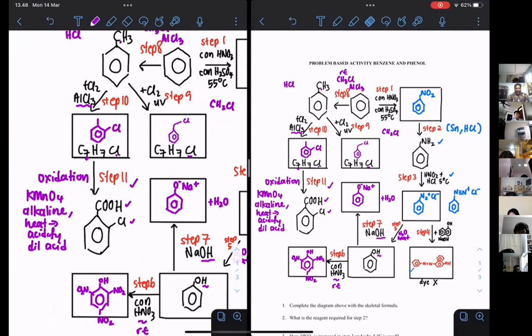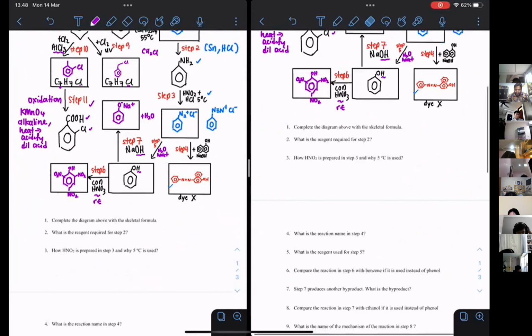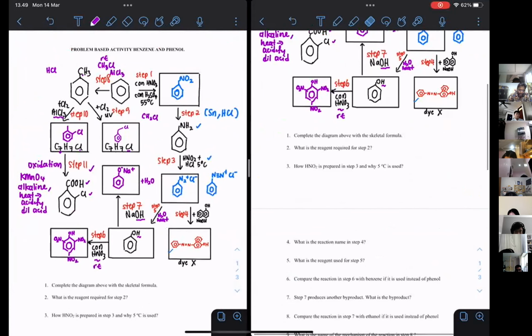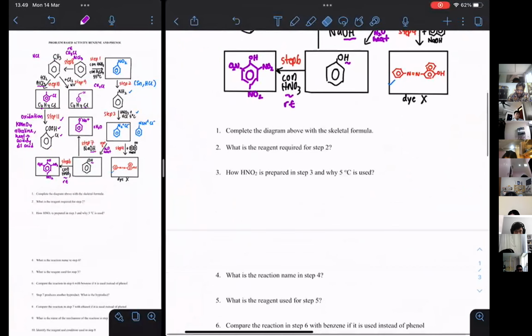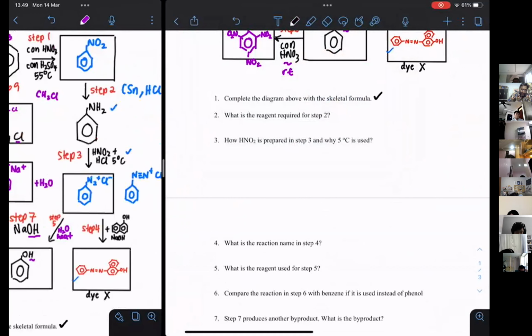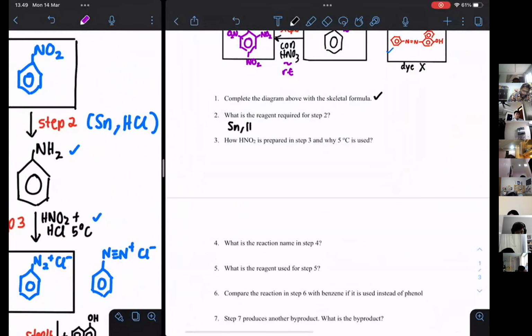So now let's look into the question. I will keep the diagram over here and I will actually answer here. They ask you to complete the diagram above with the skeletal formula. Yes, we have completed, so done. Now, what is the reagent required for step number 2? You can see step number 2 here. This is going to be Sn and HCl, aqueous HCl.